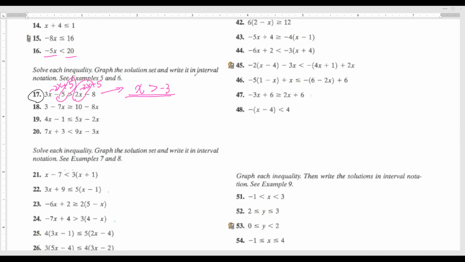So of course you can graph it. I believe we can graph. Let me write the interval. So -3, this is a left parenthesis, and positive infinity. So you graph by yourself, all right? I didn't do it right here.